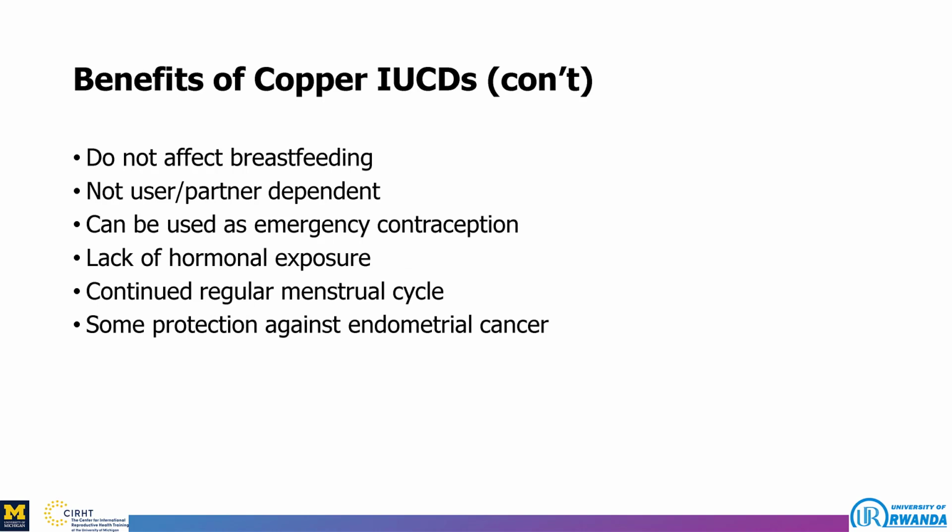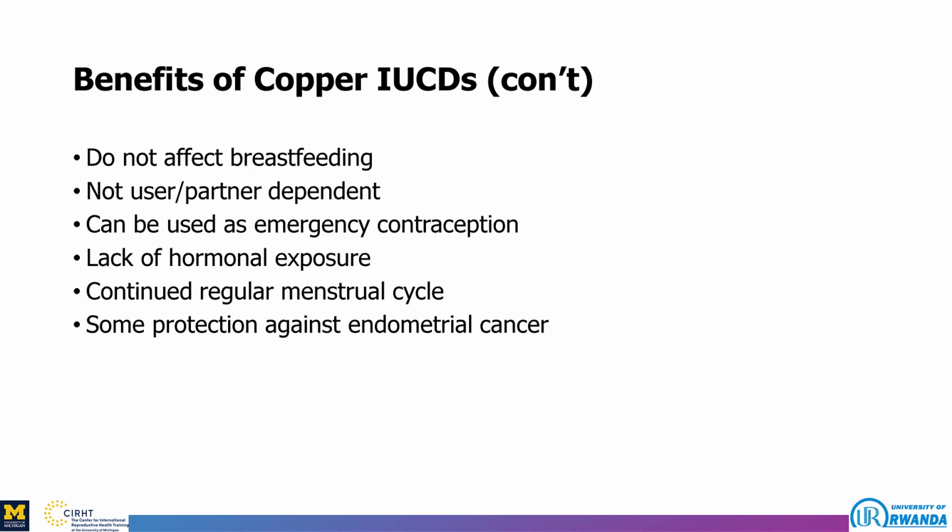It does not affect breastfeeding or interfere with breastfeeding. It is not user or partner dependent. This means that the partner does not need to check the strings all the time. Once it is put properly in place, it is not user or partner dependent. It can be used as emergency contraception within the first 5 days following exposure to unprotected sexual intercourse.